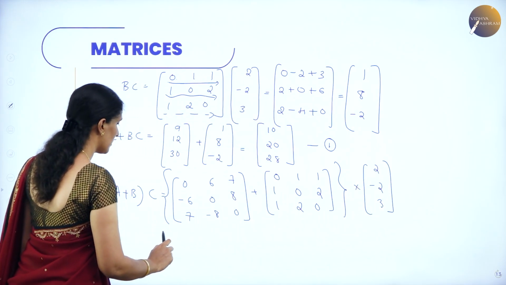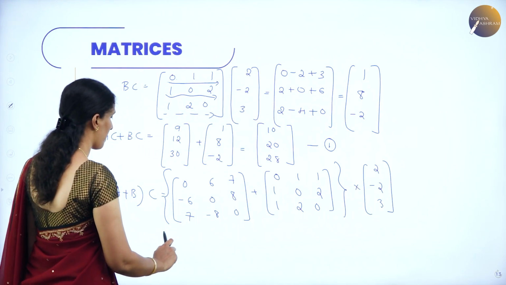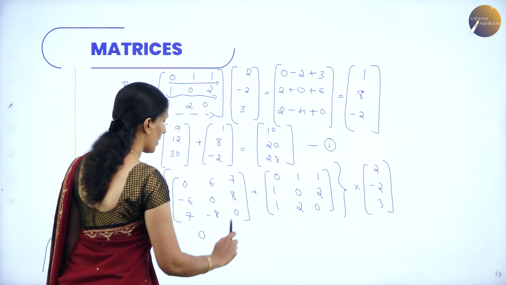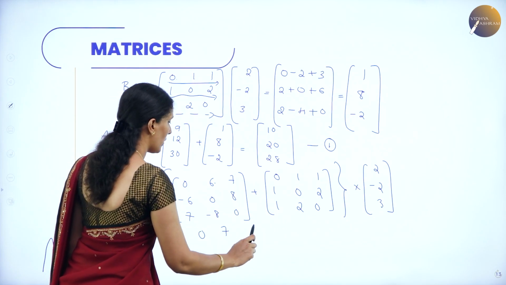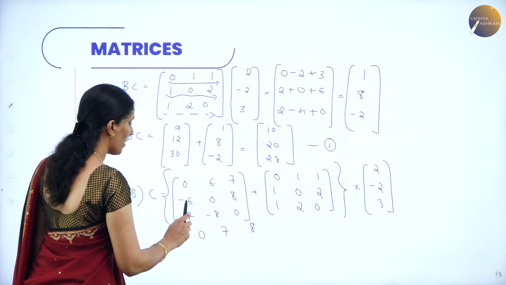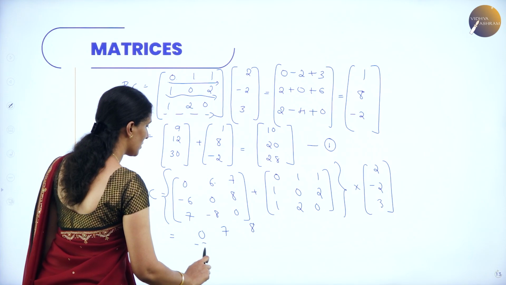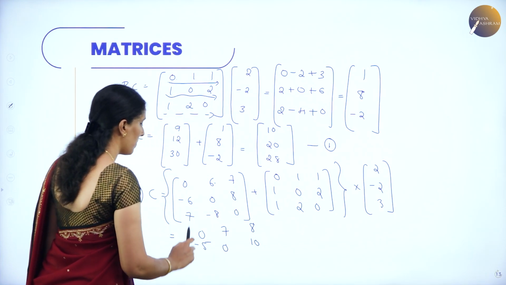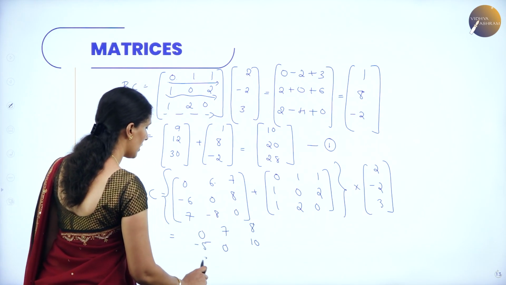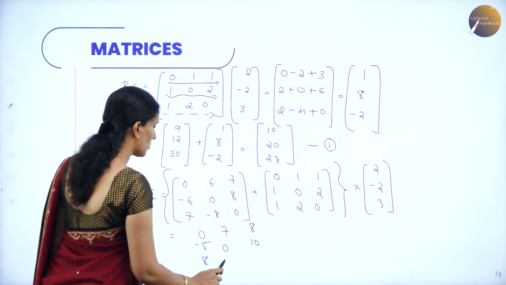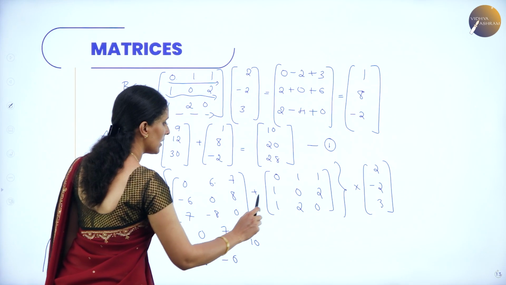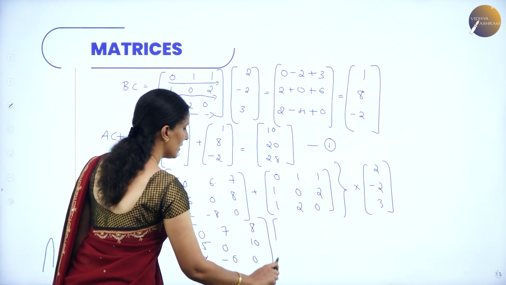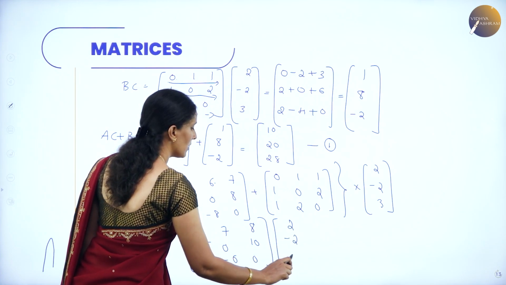Let's add this. So A plus B. 0 plus 0, 0. 6 plus 1, 7. 7 plus 1, 8. Now here we have minus 6 plus 1, minus 5. So 0. 8 plus 2, 10. Next, 7 plus 1, 8. Minus 8 plus 2, minus 6. 0 plus 0, 0.